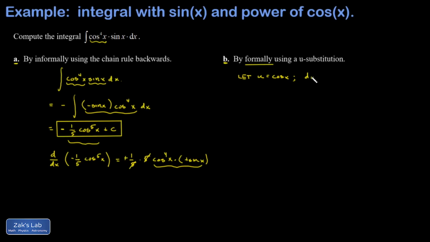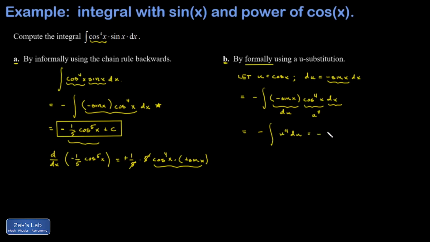So I write du is going to be the derivative of this times dx, so negative sine x dx. And so I'm still playing the same game as I did in this line of part A. I'm going to force this negative sine x to appear by multiplying the inside by -1 and the outside by -1. And now this piece is u to the fourth. And then the negative sine x together with the dx. That gives me du. My integral is now transformed to negative integral u to the fourth du.